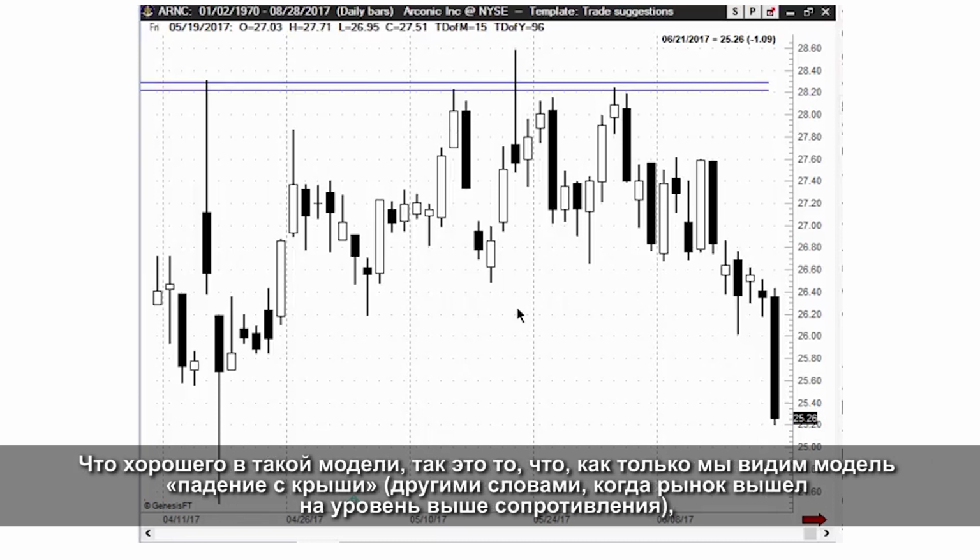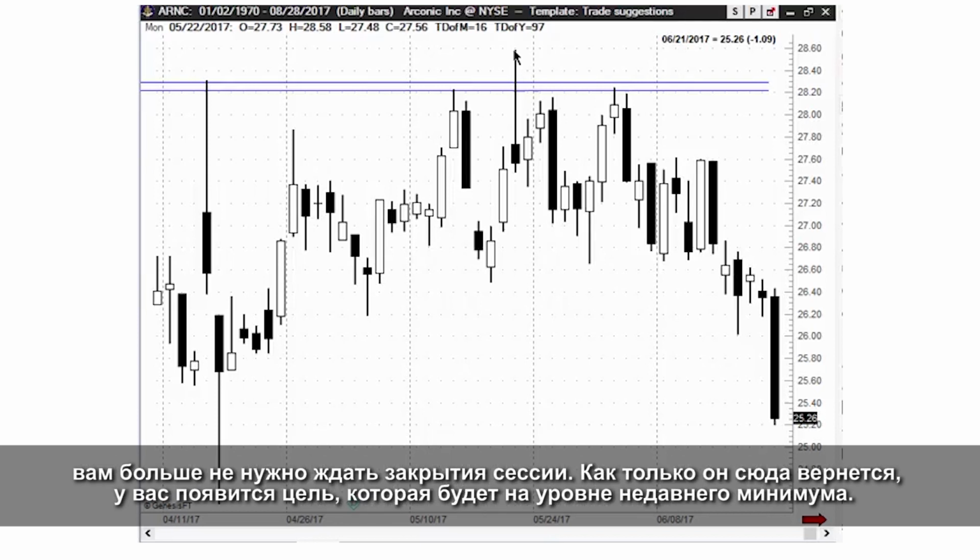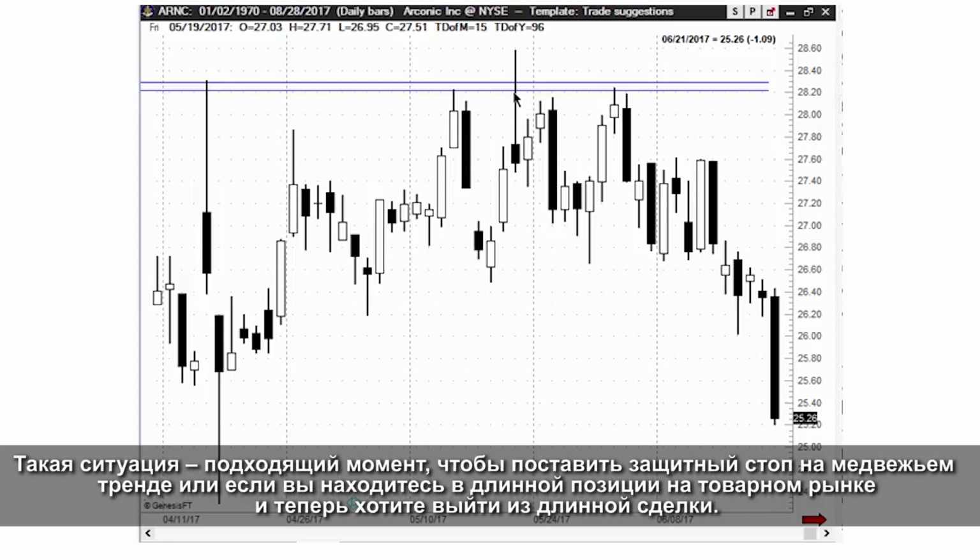So what's nice about this is once you have the falling off the roof, in other words, once the market breaks above resistance, you don't even have to wait for the close. Once it gets back under to here, you now have a target, which is the recent low. And your protective stop on a bearish outlook, or if you have a long position on and you want to exit a long trade, you could do it right here.